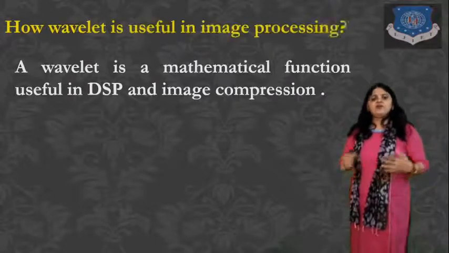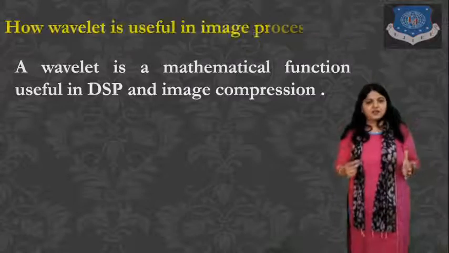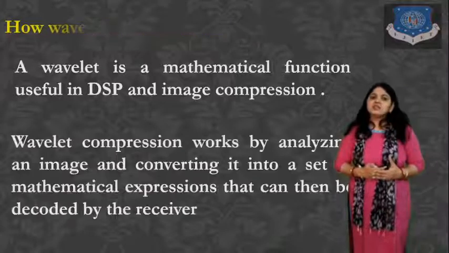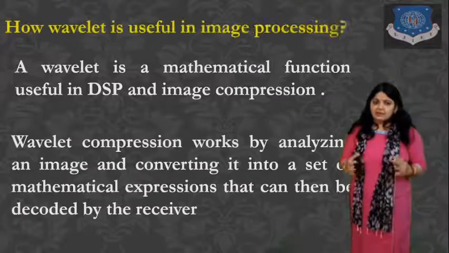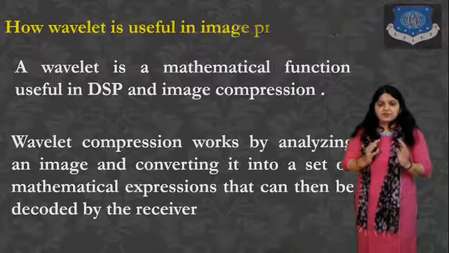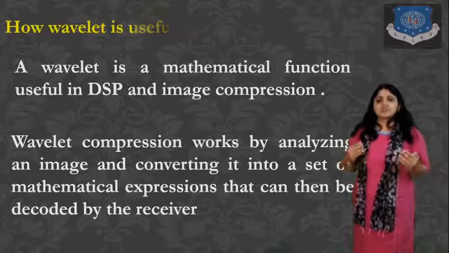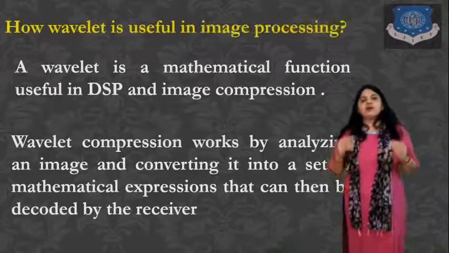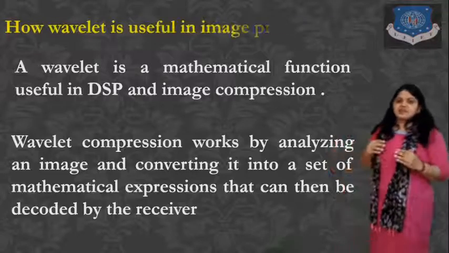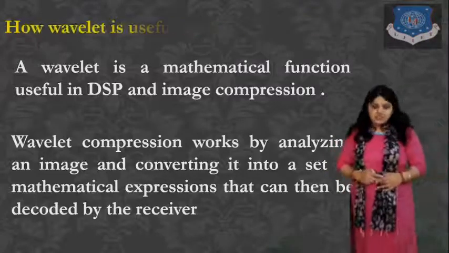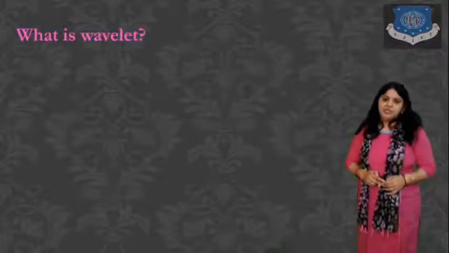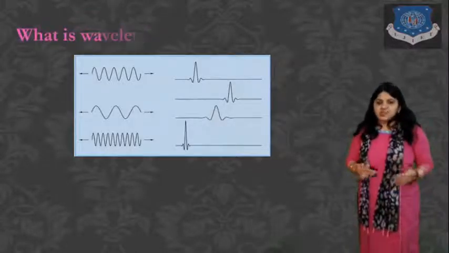The wavelet is a mathematical function which is useful in digital signal processing as well as in image compression. Wavelet compression works by analyzing the image and converting it into a set of mathematical expressions that can be decoded by the receiver. This way, the wavelet can be used for compression in digital signal processing. So the question is, what is a wavelet?